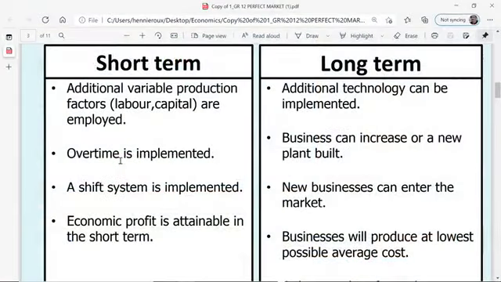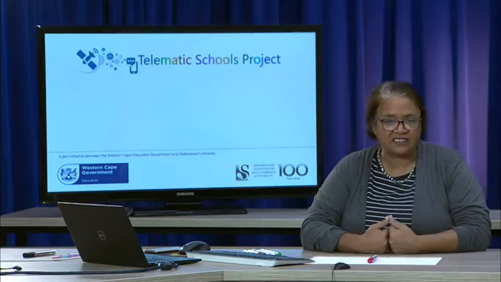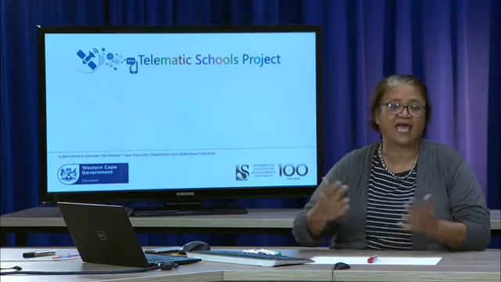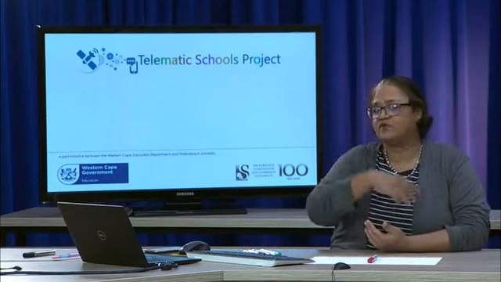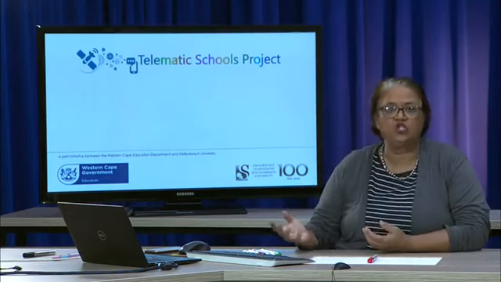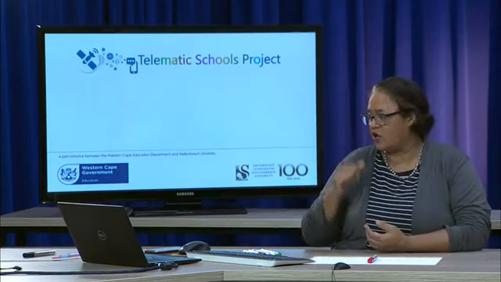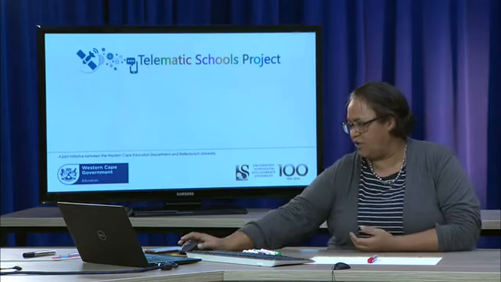In the long term, a business can increase or they can build a new plant, right? They can either increase or they can build a new plant. So what we mean by increase is they can look at the existing space that they have and they could just add on, or they may need to buy an entirely new space, right? So those are the options that are available to them.